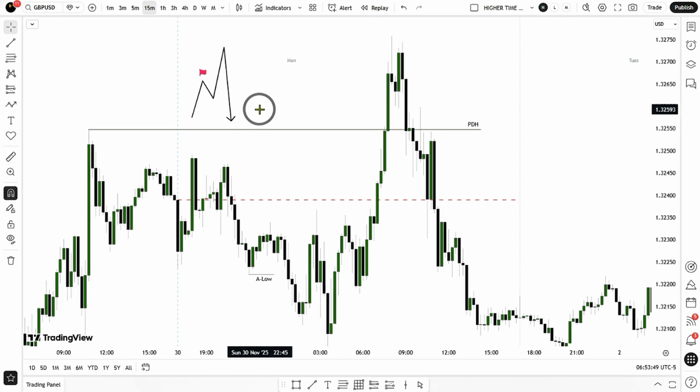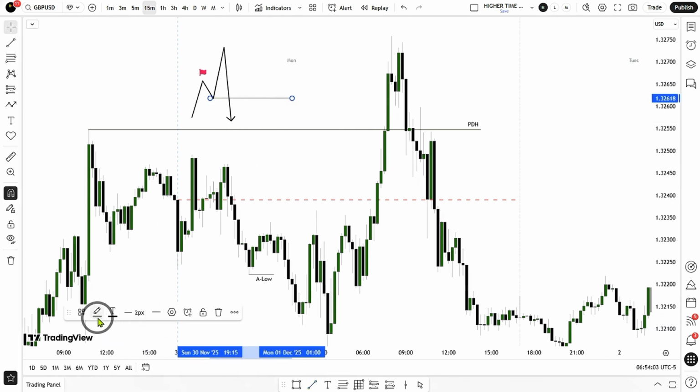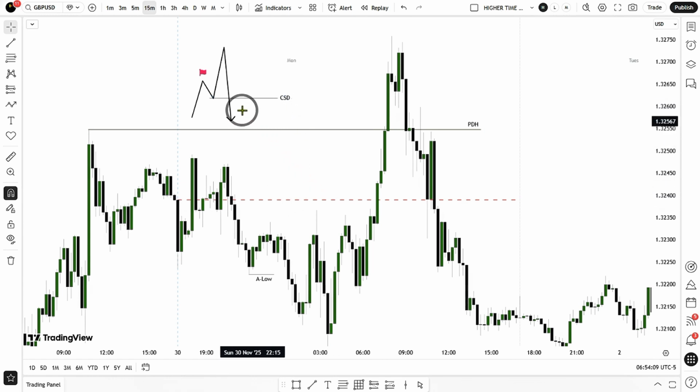And what is a low resistance liquidity run? A low resistance liquidity run is the opposite of this scenario. Here we refer to this short-term high as a liquidity purge before a reversal, and here is the change of state of delivery. In a low resistance liquidity run, we're going to find that price won't take this short-term high and instead will directly reverse down.